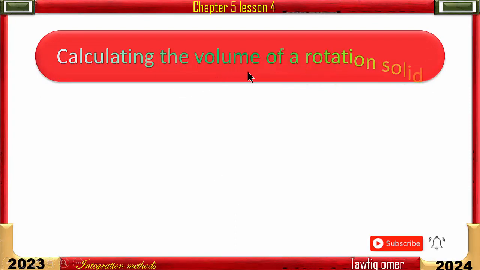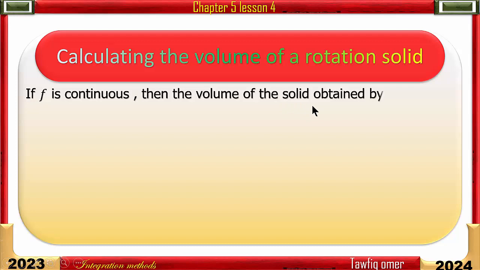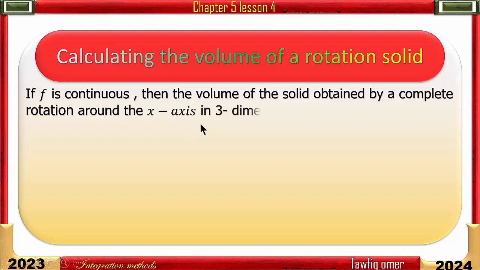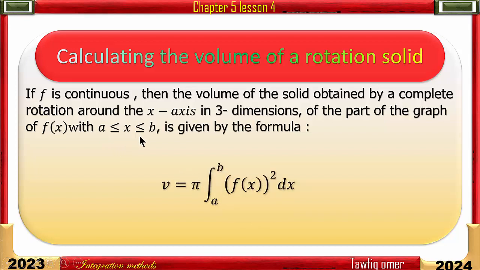Calculating the volume of the rotation solid. If f is continuous, then the volume of the solid obtained by a complete rotation around the x-axis in 3 dimensions of the part of the graph of f(x) with the interval a less than or equal to x and less than or equal to b is given by the formula V equals pi integration from a to b of f of x squared dx.